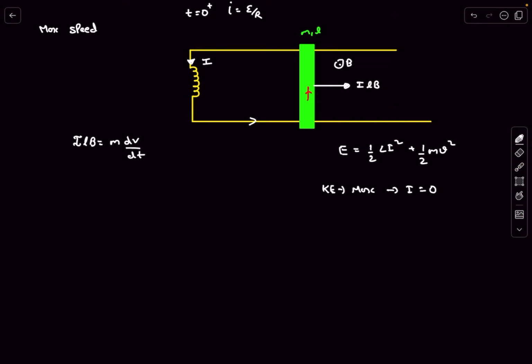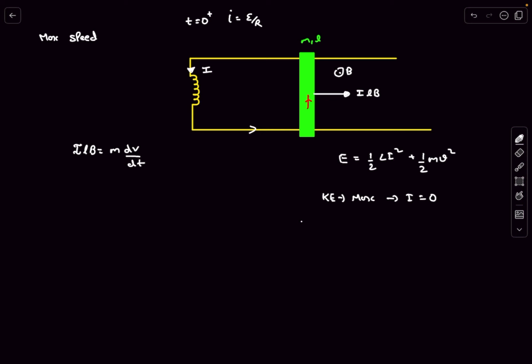So the rod will perform an SHM, and you can also find the equation of motion by solving the KVL equation and the dynamics equation together. But again, in this question we only have to find the maximum velocity. So let's say it is half m V max squared.